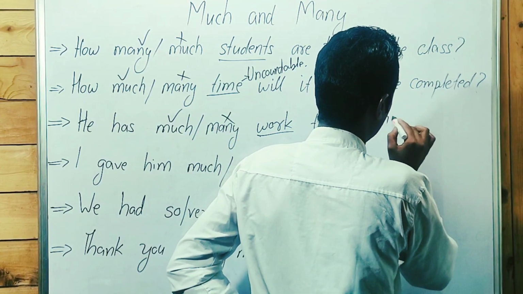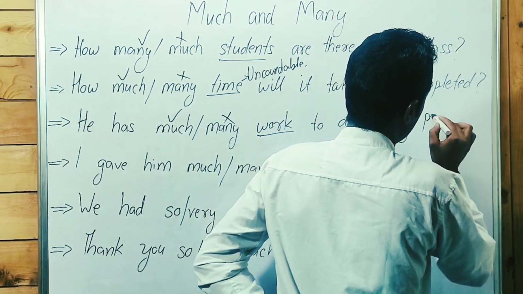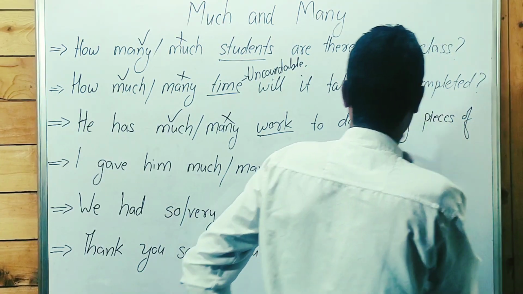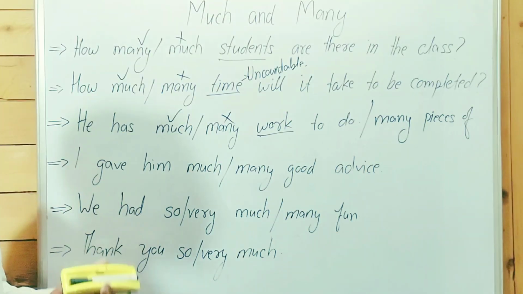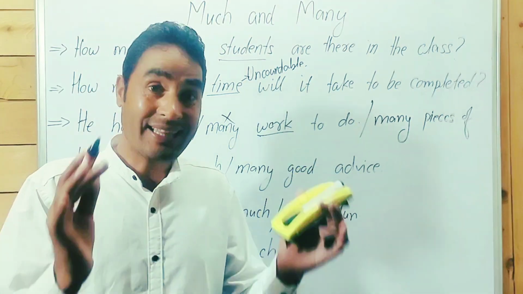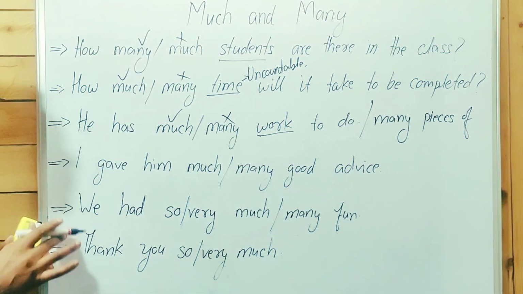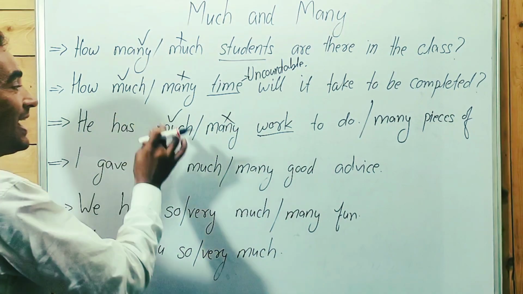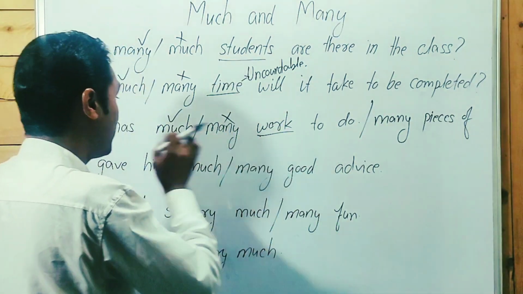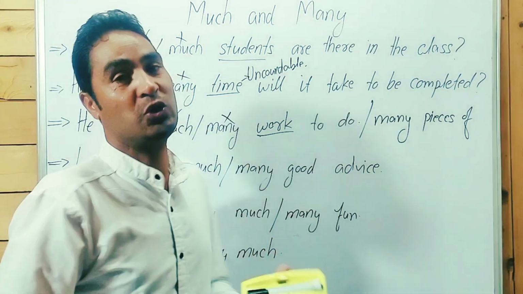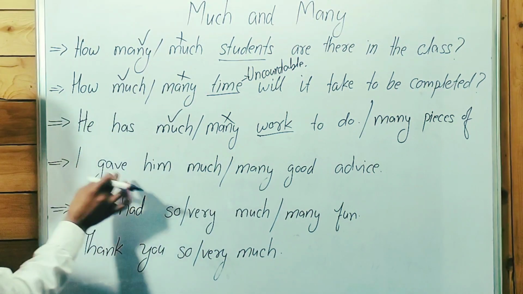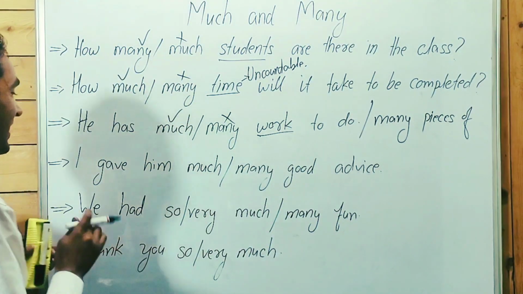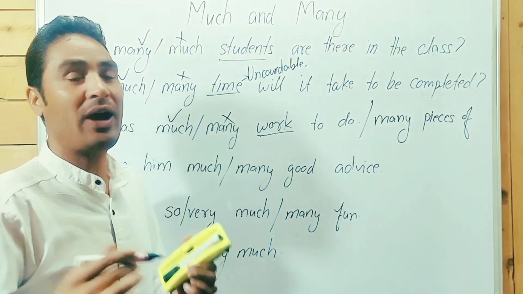Let me write many pieces of work. You can write many pieces of work, two pieces of work, three pieces of work. That way you can make it a countable noun. He has many pieces of work, and you can say he has much work to do. I hope you understood. I gave him much good advice, not I gave him many good advice.